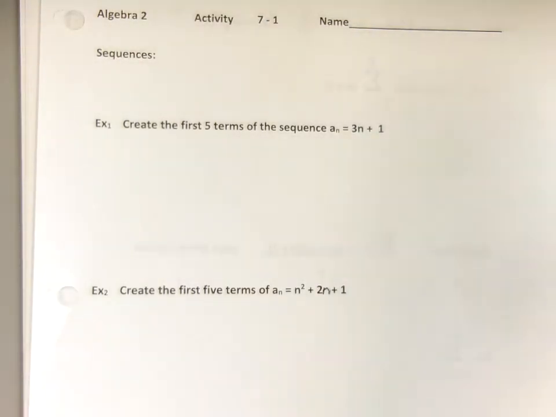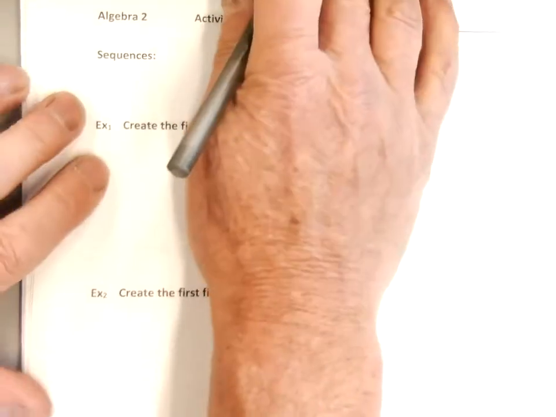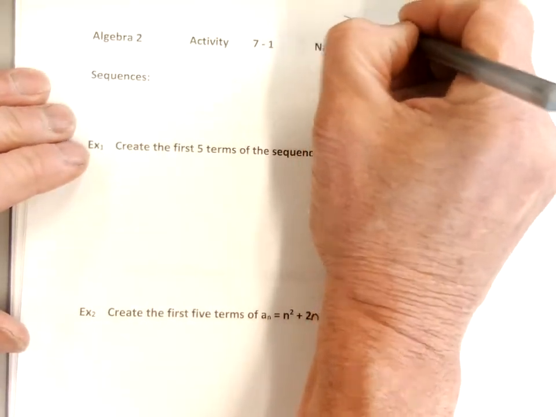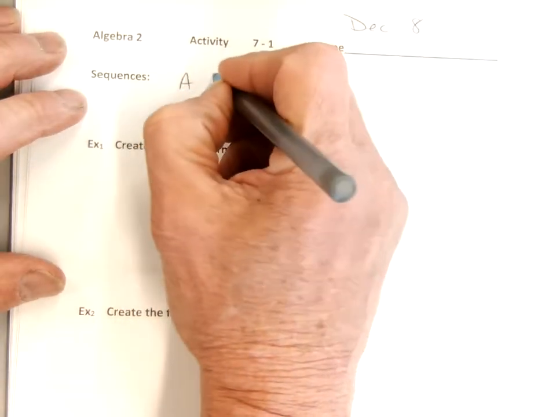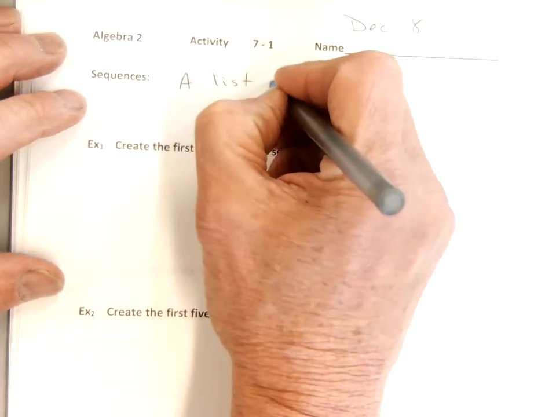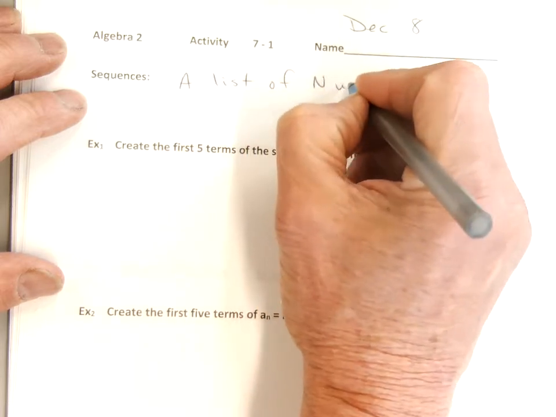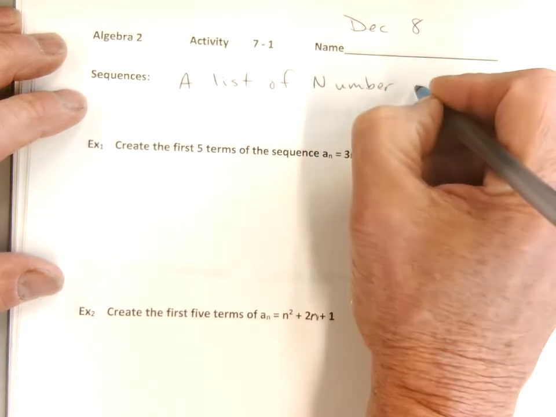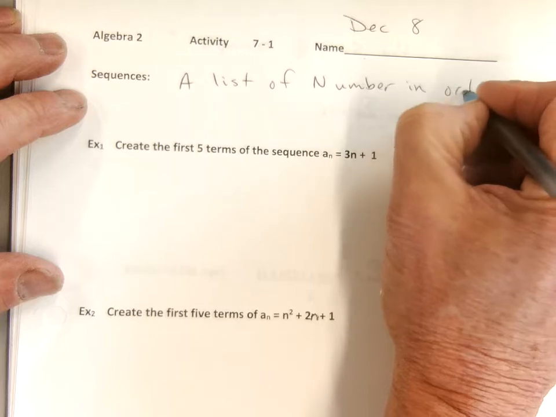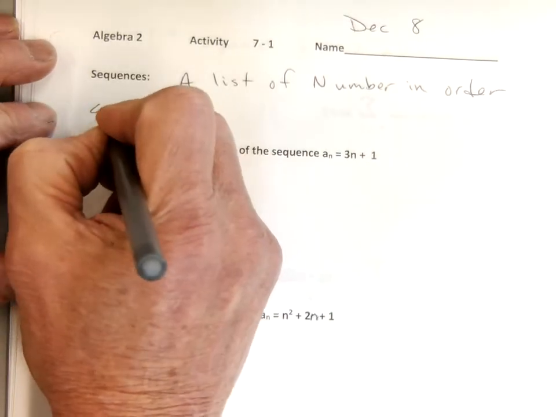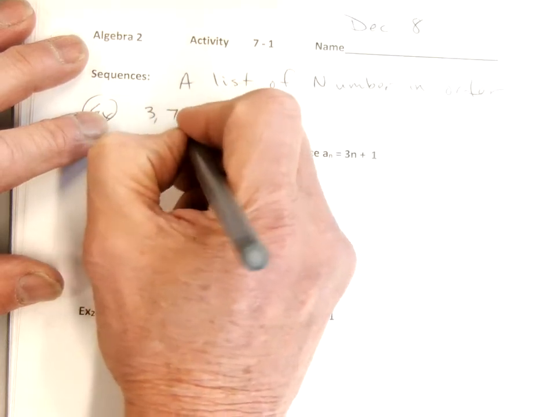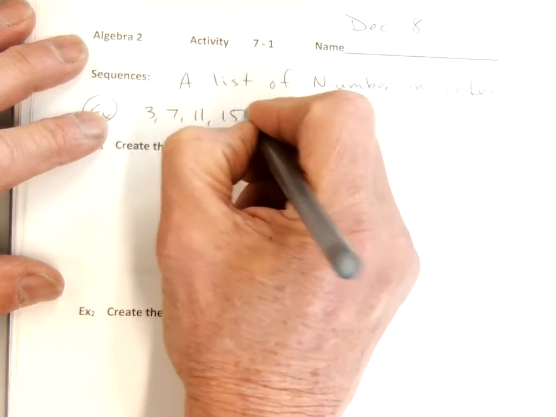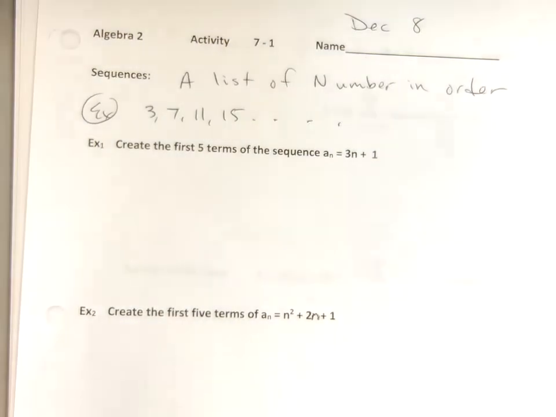We are going to talk about sequences. A sequence is just a list of numbers in order. And the example I gave you was, let's see, what did I have? 3, 7, 11, 15, ... Okay, that's a sequence. That's all it is. A sequence is just a list of numbers in order.